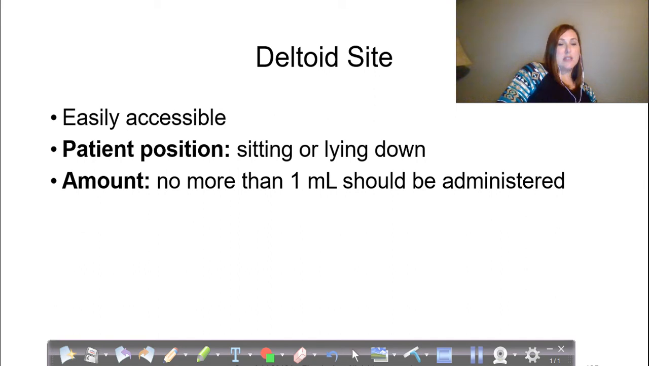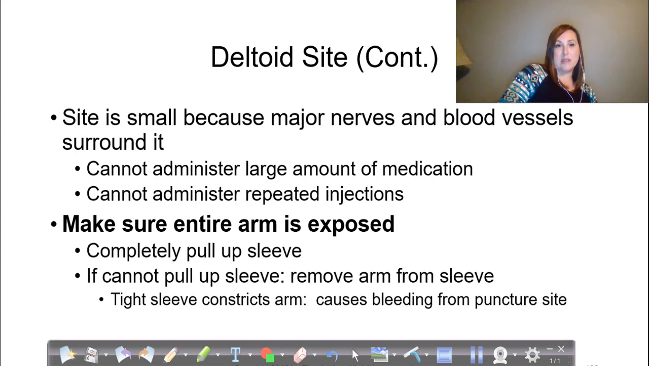The deltoid site, that's the arm, the upper arm. It's very easily accessible. The patient can be sitting. Again, no more than 1 ml in that site. There are no major nerves or blood vessels in the site itself, but there are major blood vessels and nerves around this area. So that's why you can't give a large amount, and you can't give repeated injections there because it is so small.